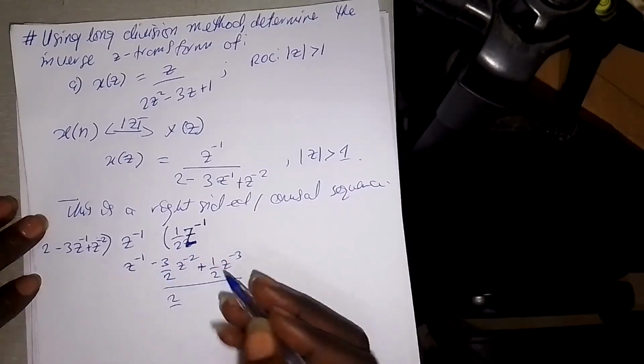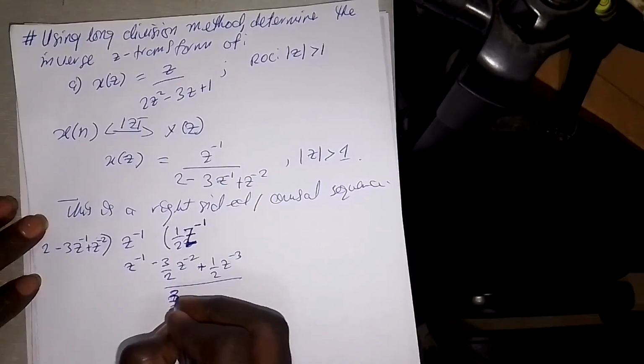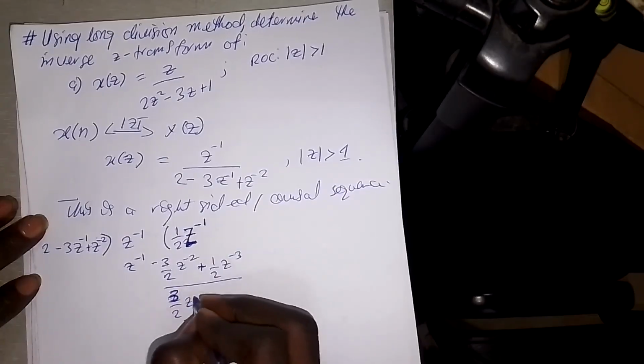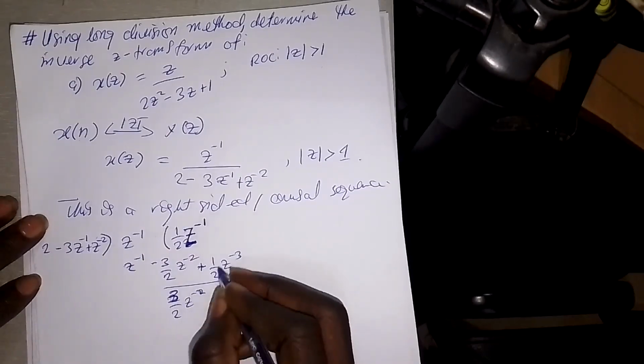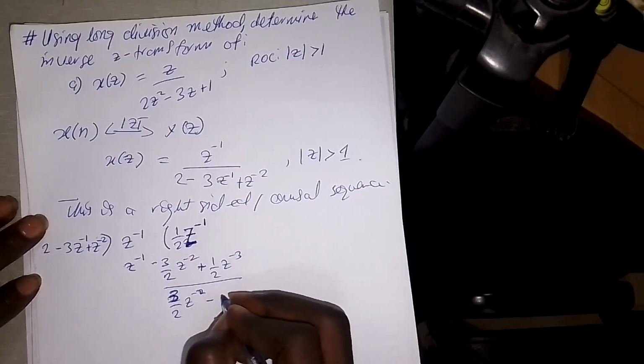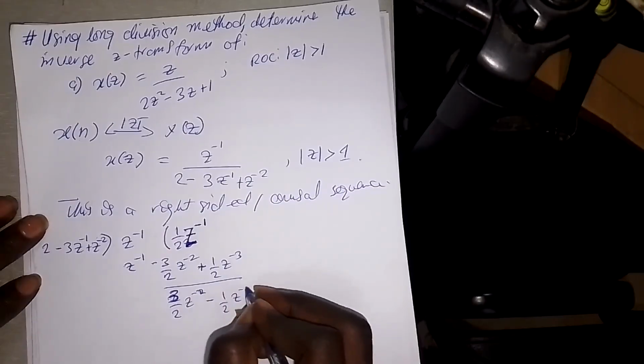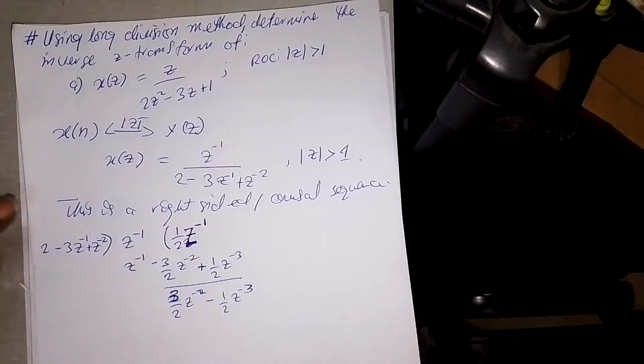0 minus minus 3 over 2. It will be positive 3 over 2 into z exponent minus 2. Alright, so now here it will be negative 1 over 2 into z exponent minus 3. So that's what I'm going to have.